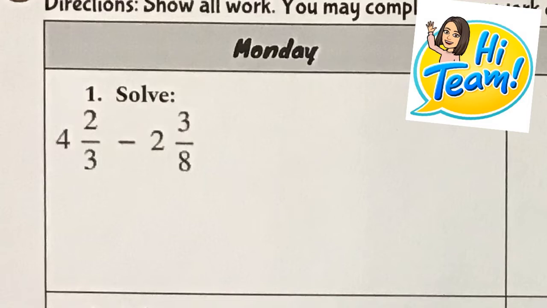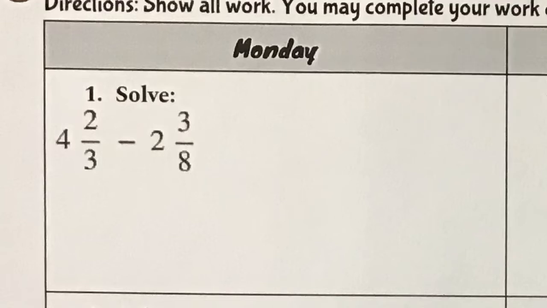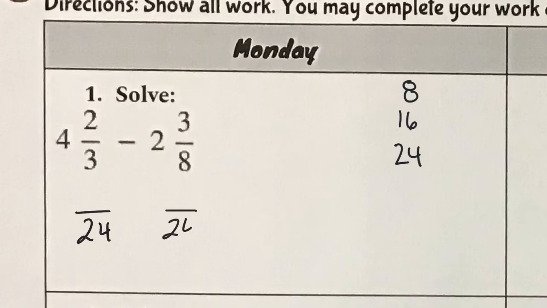If we think about going through your 8s, so we have 8, 16, 3 can't go into 16, 24. I know 3 can go into 24, so that's going to be the closest number they both have in common. So we can change them both to be out of 24.